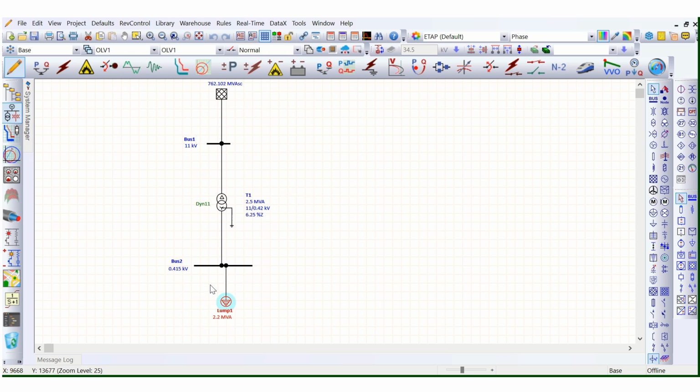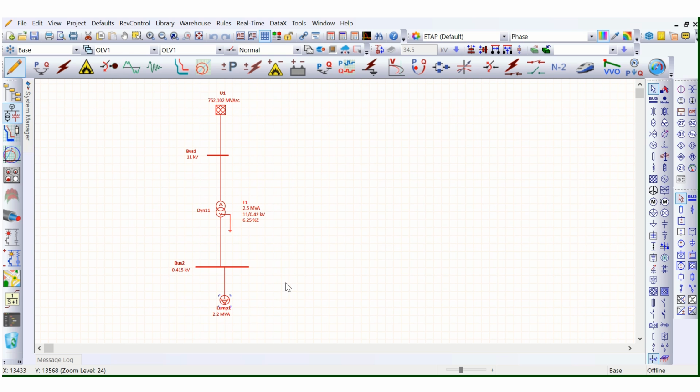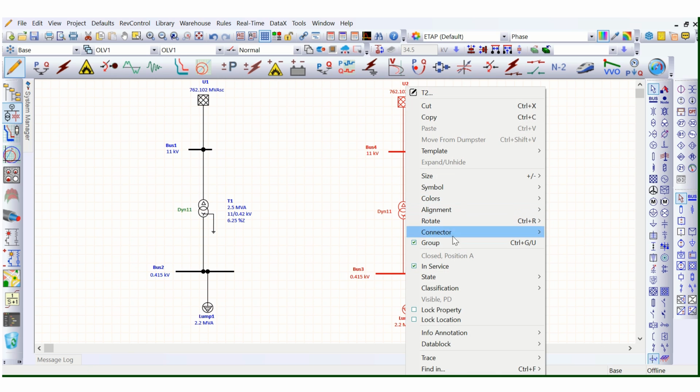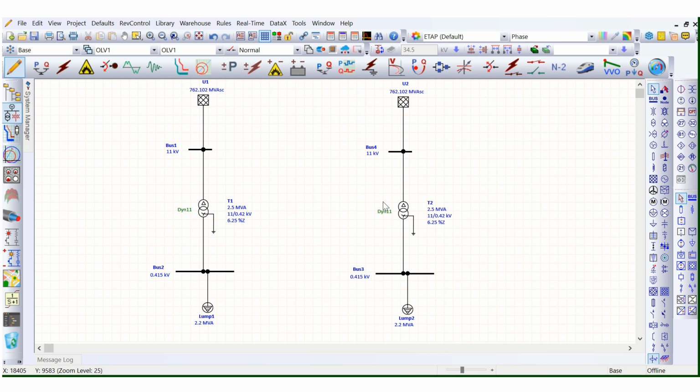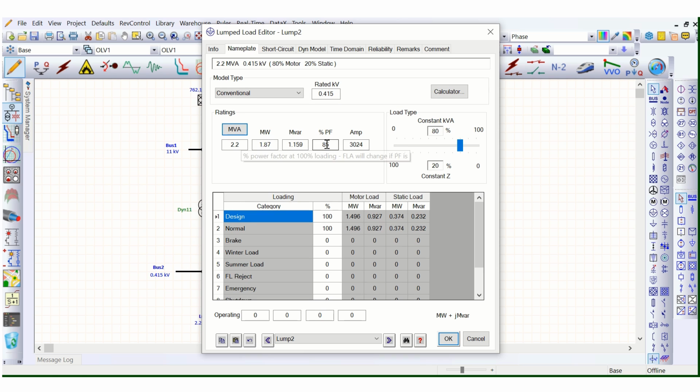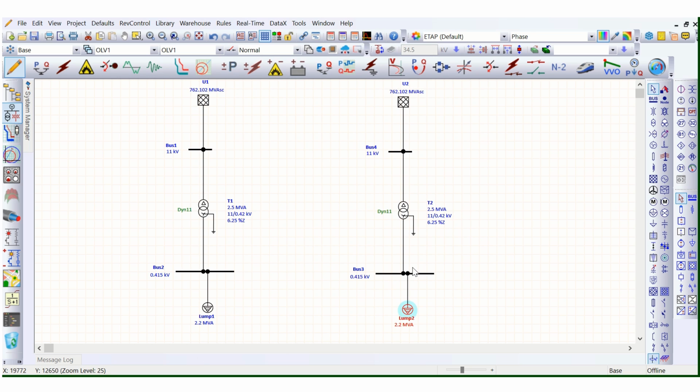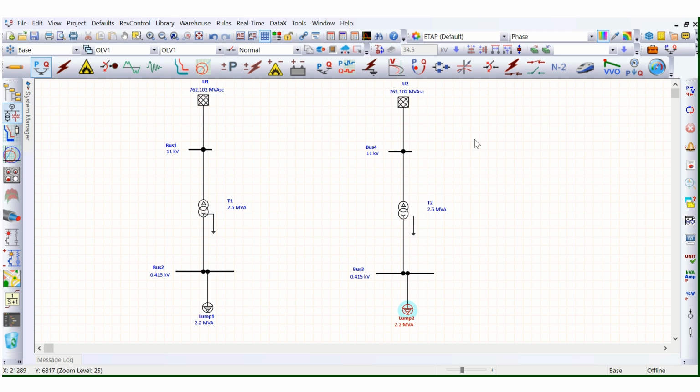Let's copy this network and I'll compare these two. So here all other parameters will remain the same. The only thing is that I'll change the power factor of this lump load. Instead of 85%, suppose it's 99% power factor. The only thing I have changed here is this power factor, keeping all other parameters the same. Now let's run the load flow study case and compare.